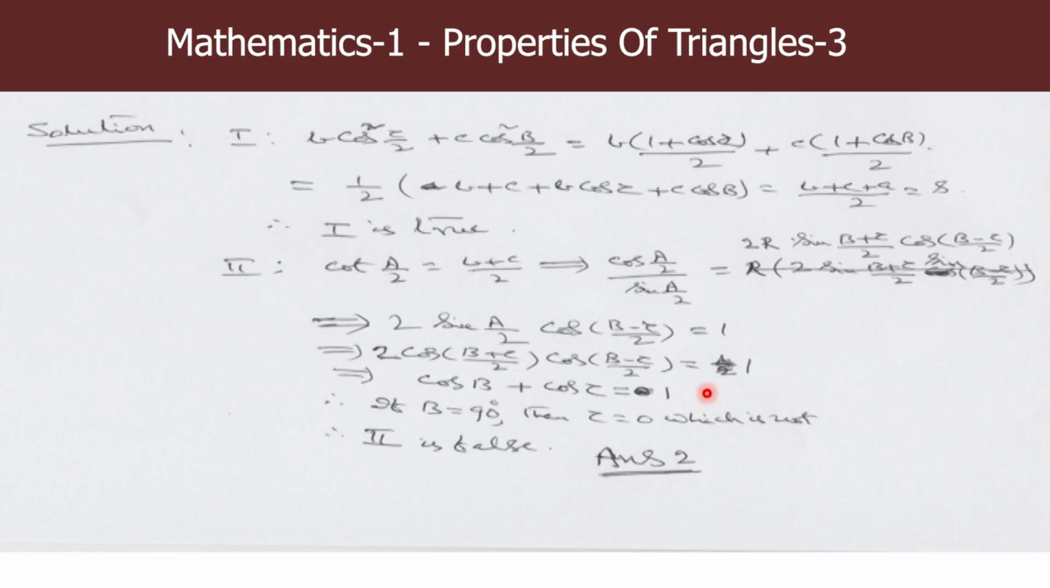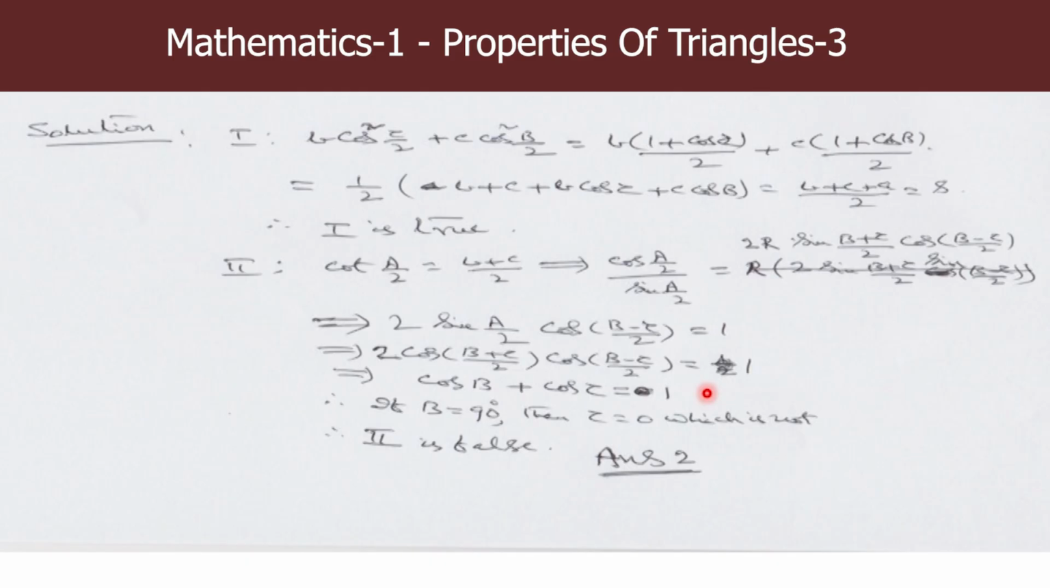Regarding the second statement, cot(A/2) = (b+c)/a implies cos(A/2)/sin(A/2) = 2R(sin((B+C)/2) cos((B−C)/2))/a... that implies 2 sin(A/2) cos((B−C)/2) equals 1. So that is 2 cos((B+C)/2) cos((B−C)/2) equals 1, because A/2 is 90 minus (B+C)/2. So that indicates cos B + cos C is equal to 1.